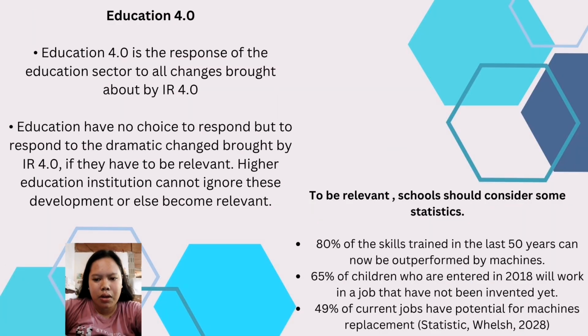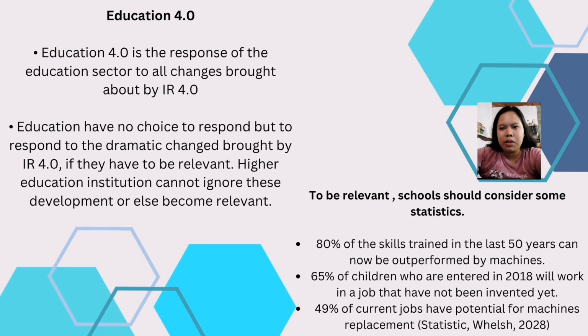Education 4.0 is the education sector's response to the fourth industrial revolution, focusing on integrating technology and developing skills needed for the future. Schools and universities must adapt to stay relevant. Failure to do so means students would not be prepared for the demands of a rapidly changing world. To stay relevant, schools must consider the following statistics.